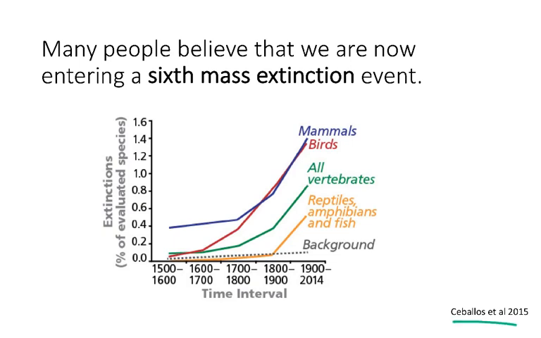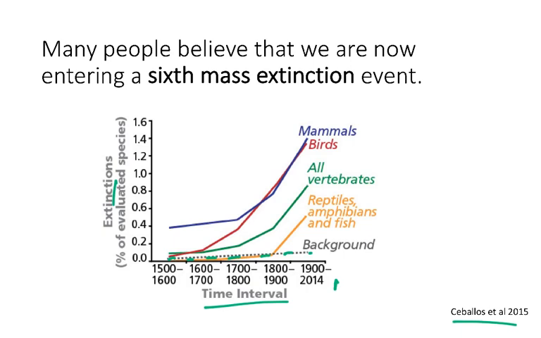On the x-axis, we have the time interval, so throughout time, from present here on the right back to the 1500s, and the y-axis is extinctions in terms of the percentage of evaluated species. And we have different colors here, different groups of organisms, mammals, birds, vertebrates, and the dotted line down here on the bottom, this is the background level of extinction that we would expect if we didn't have all of these anthropogenic human activities and problems that we ourselves are causing.